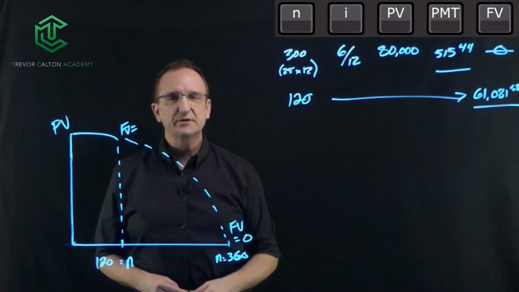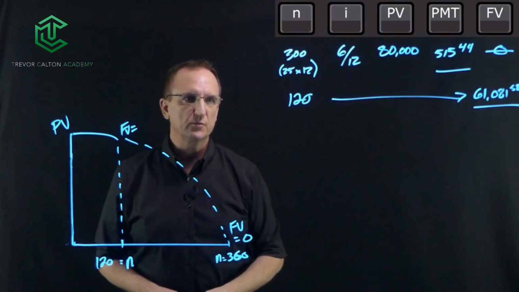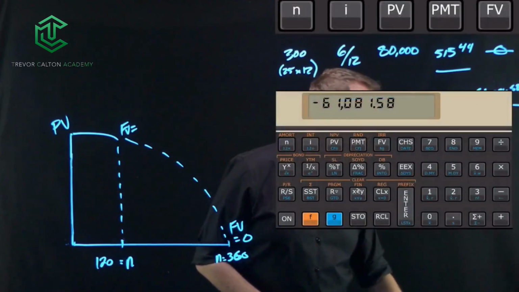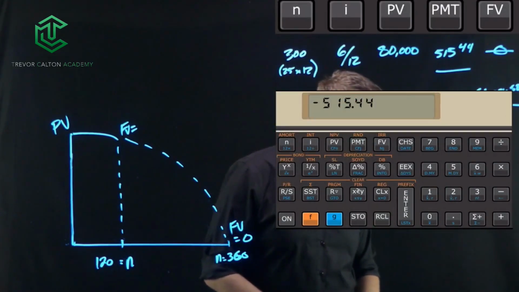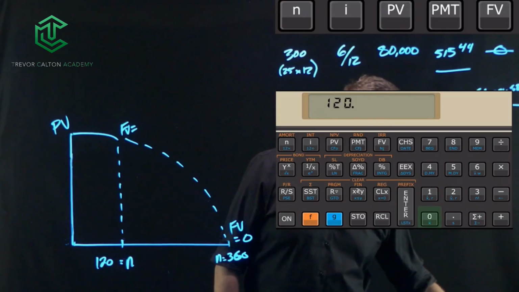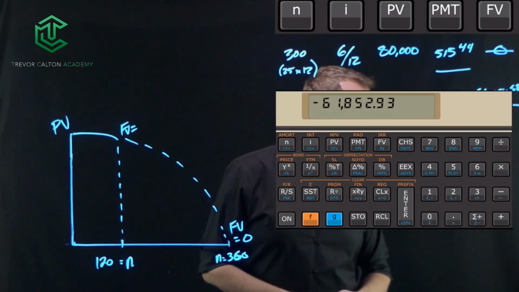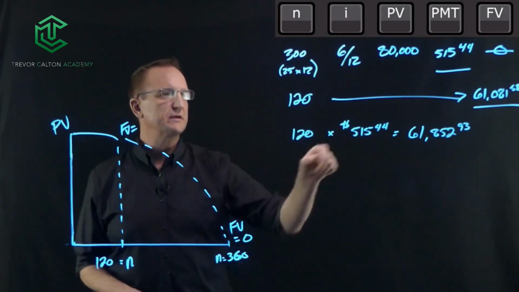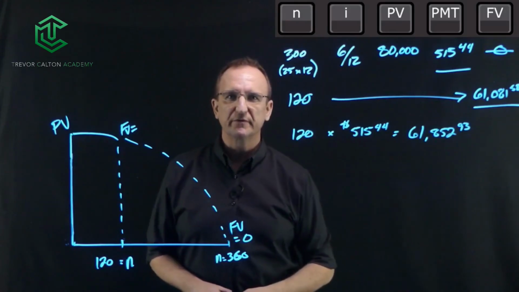Part E asks us what's the total principal and interest that's been paid after 10 years. And once again, that's just the total payment, the principal and interest payment, times 120. So in that case, I'm going to recall my payment. That's the easiest way because it's already in there. And I'm going to hit enter and multiply it by 120 months. So enter 120, multiply, and we get 61,852.90. So just 120 months, 515.44 a month, and we get 61,852.